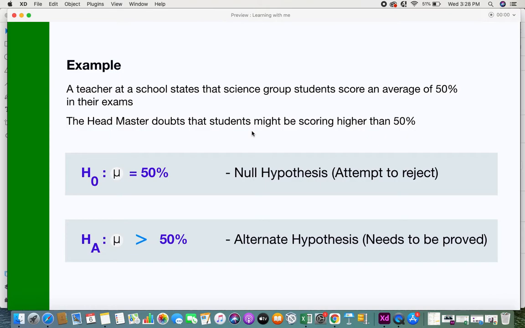Within this statement, we have the null hypothesis, given as H null equal to 50%, and the alternate hypothesis, which was set by the headmaster, is H alpha greater than 50%, because this is what needs to be proved. If this is proved, then we are attempting to reject the null hypothesis and say that the alternate is the true situation. So this is about the null and the alternate hypothesis.